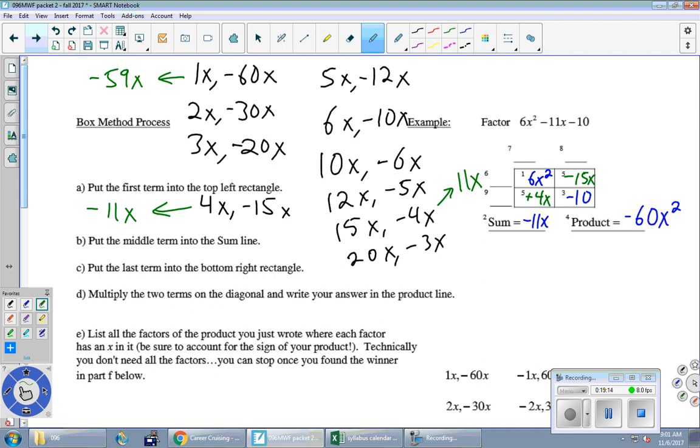Okay, so that is the hardest part. But like I said, there's a systematic way to just write them all down and pick the winner based on the sum. The rest of this is pretty straightforward with a little bit of practice. Looking in the first row every time, what's the greatest common factor? So let's look at the numbers first, 6 and negative 15. 3 goes into both. And what else can I take out of both terms? X. So 3x is the greatest common factor in that first row.